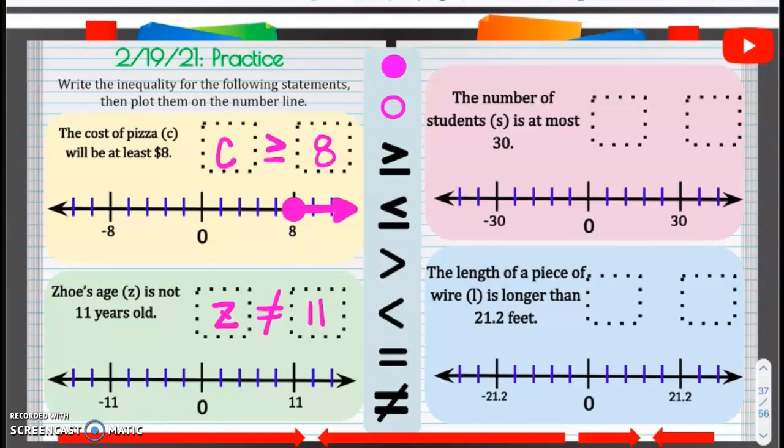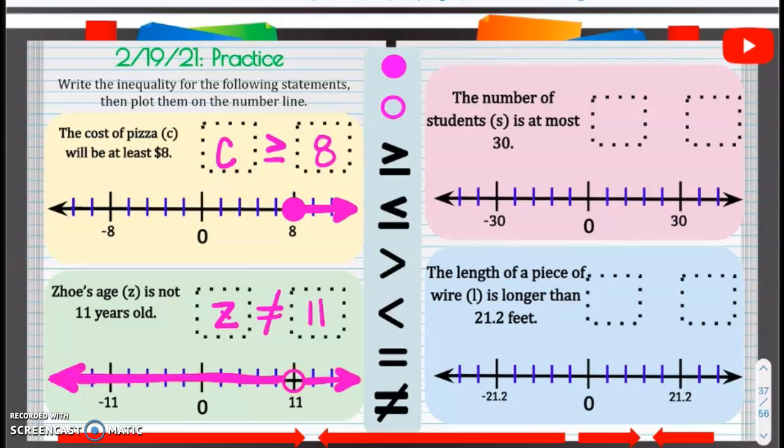So, we are going to have an open circle on 11 because she's not 11, but she's anywhere other than 11. She could be older. She could be younger. Maybe she's not even born yet. Maybe someone's just planning on having a kid and saying they're naming it Zoe, and she's not even going to be born for like years. So we are going to have that open circle with the two arrows pointing both other directions.